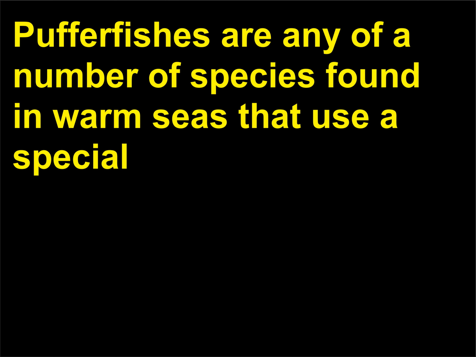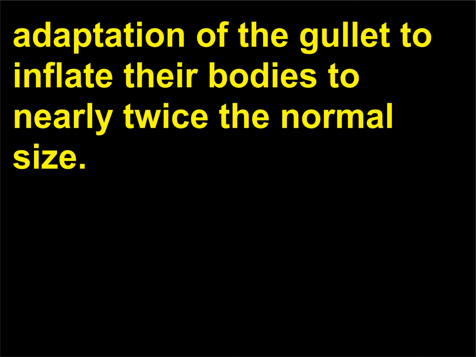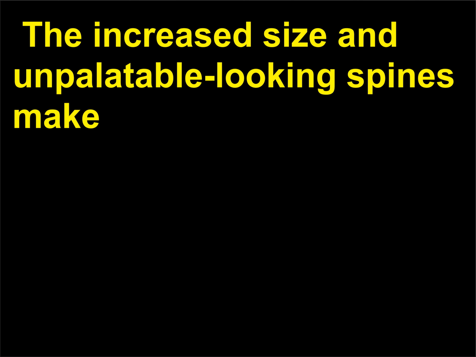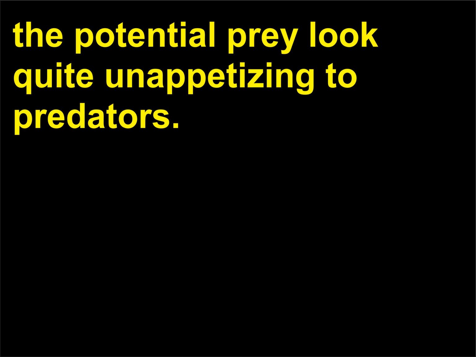Pufferfishes are any of a number of species found in warm seas that use a special adaptation of the gullet to inflate their bodies to nearly twice the normal size. Pufferfishes, blowfishes, and their like do this in response to a perceived threat. The increased size and unpalatable-looking spines make the potential prey look quite unappetizing to predators.